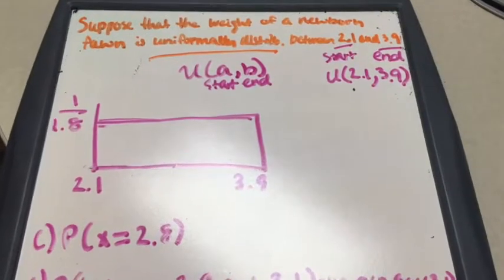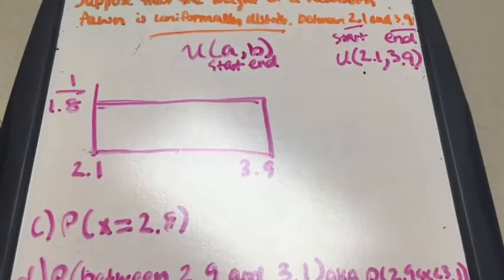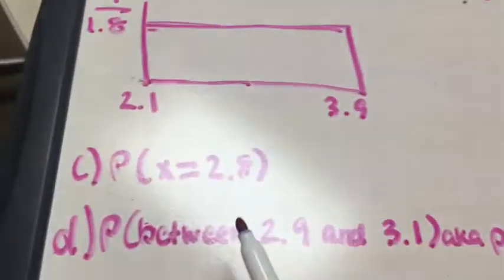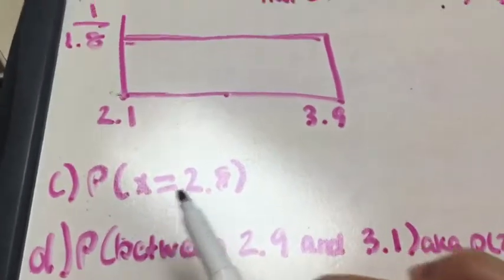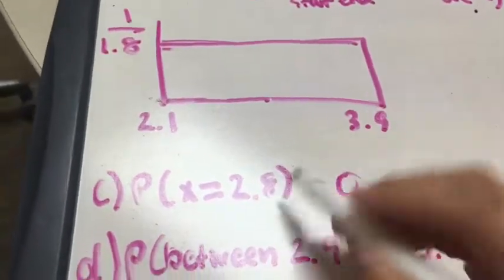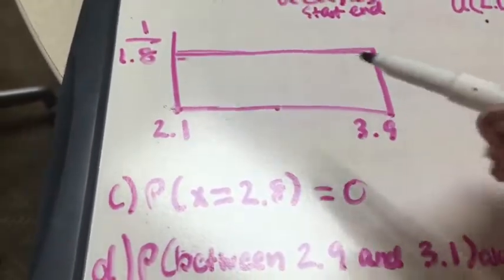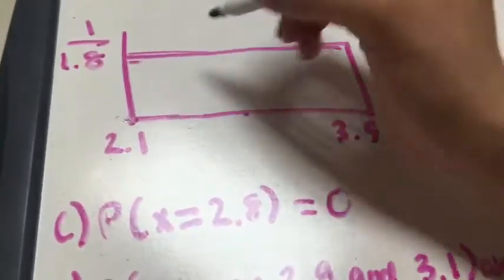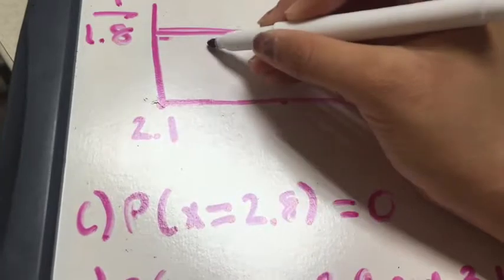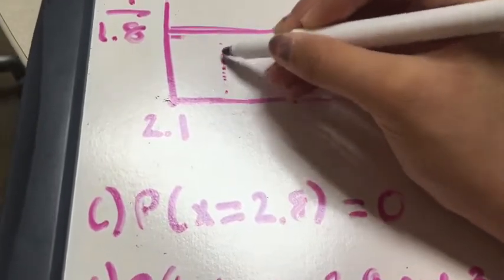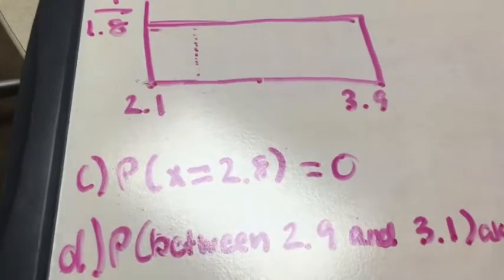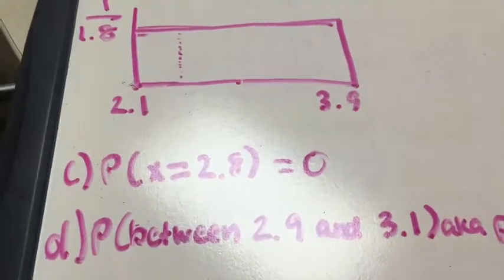Okay, so for C, it's asking for the probability that x is exactly 2.8. Whenever it asks for the probability of x being exactly something for a uniform distribution, it's always going to be 0. That's because area is the same thing as probability here. 2.8 is like this little line right here. That doesn't have an area, it's just a line. So since it doesn't have an area, it has no probability.